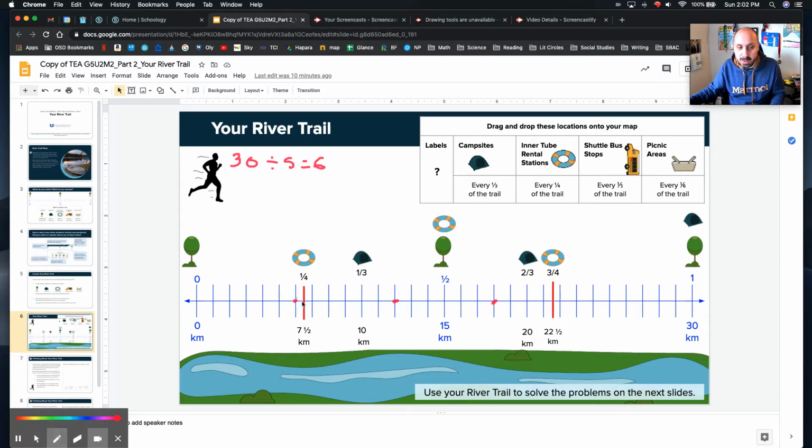So there's 1/5, 2/5, 3/5, and now I'm going to go 6 more, which should be 24, right? 6 times 4. So let's see, 18, 19, 20, 21, 22, 23, 24. That was my mistake last time, when I counted that red one. So these are my fifth markers. And so I want to put my bus stops at every fifth. Let me go back to my mouse.